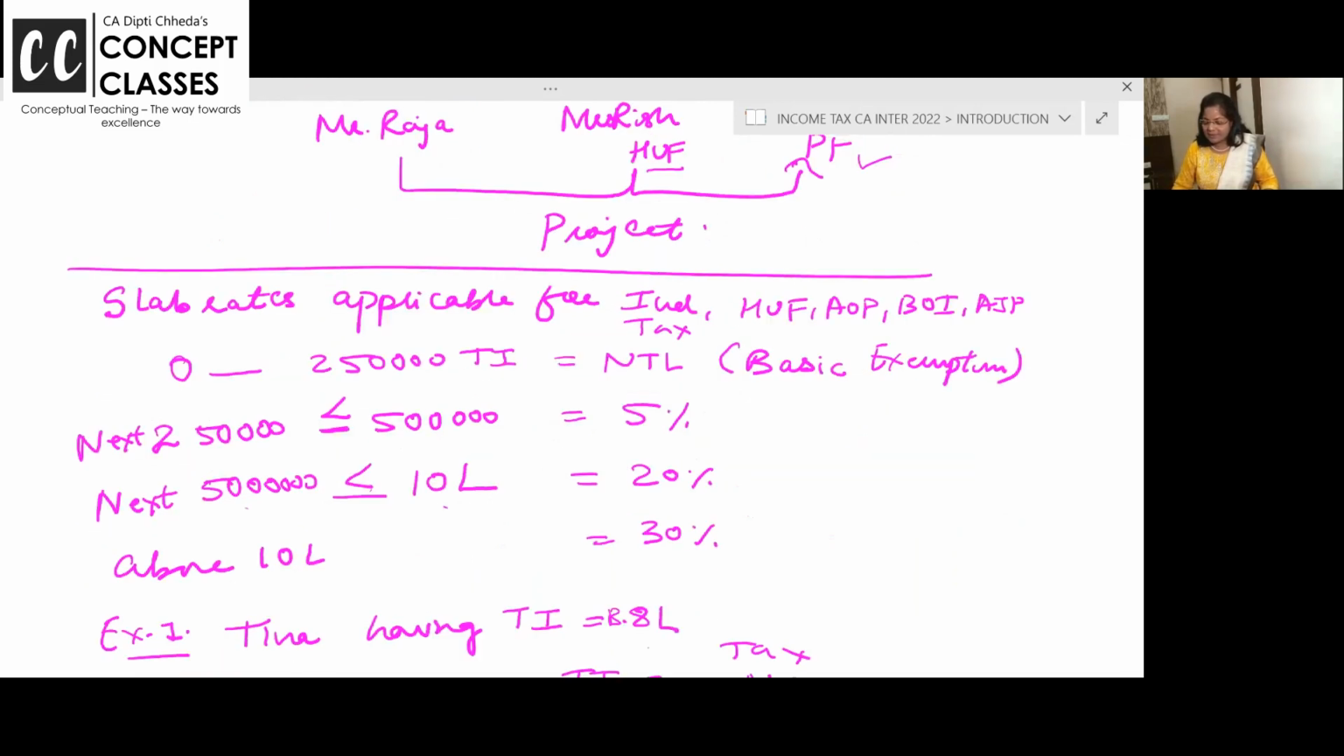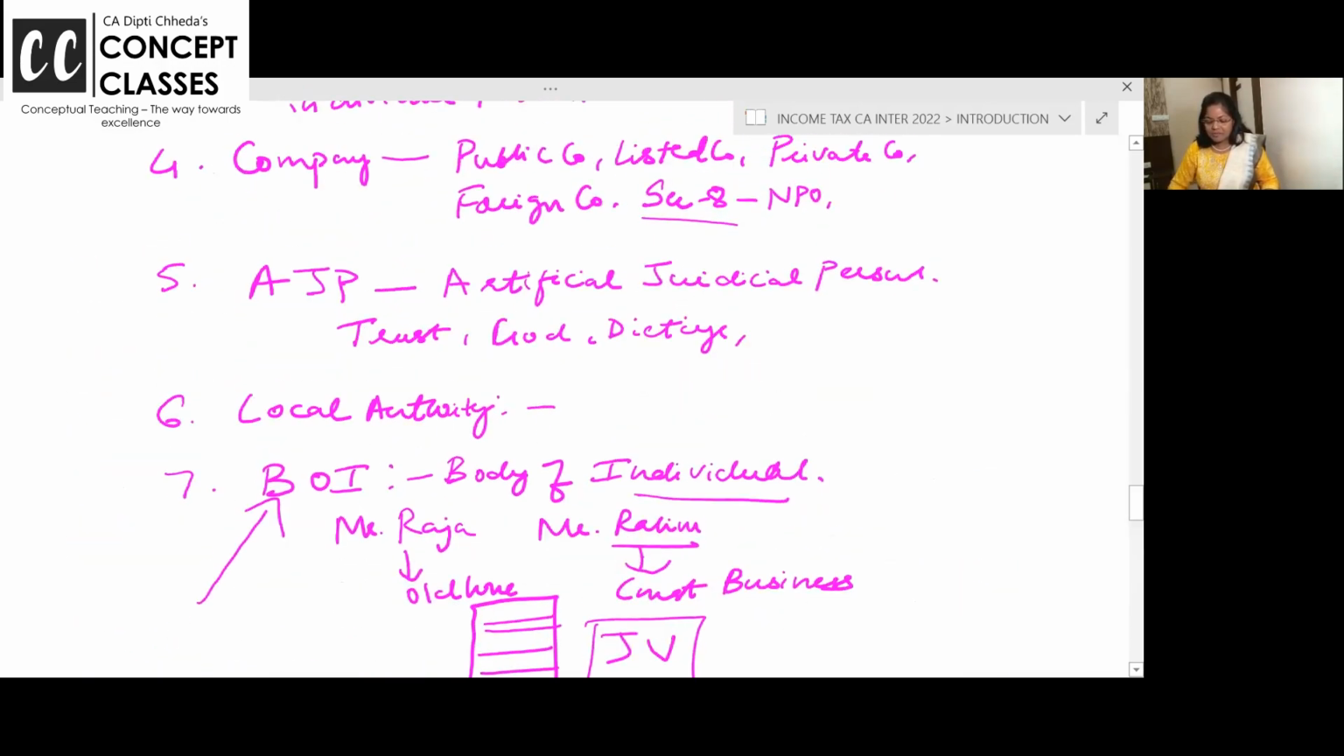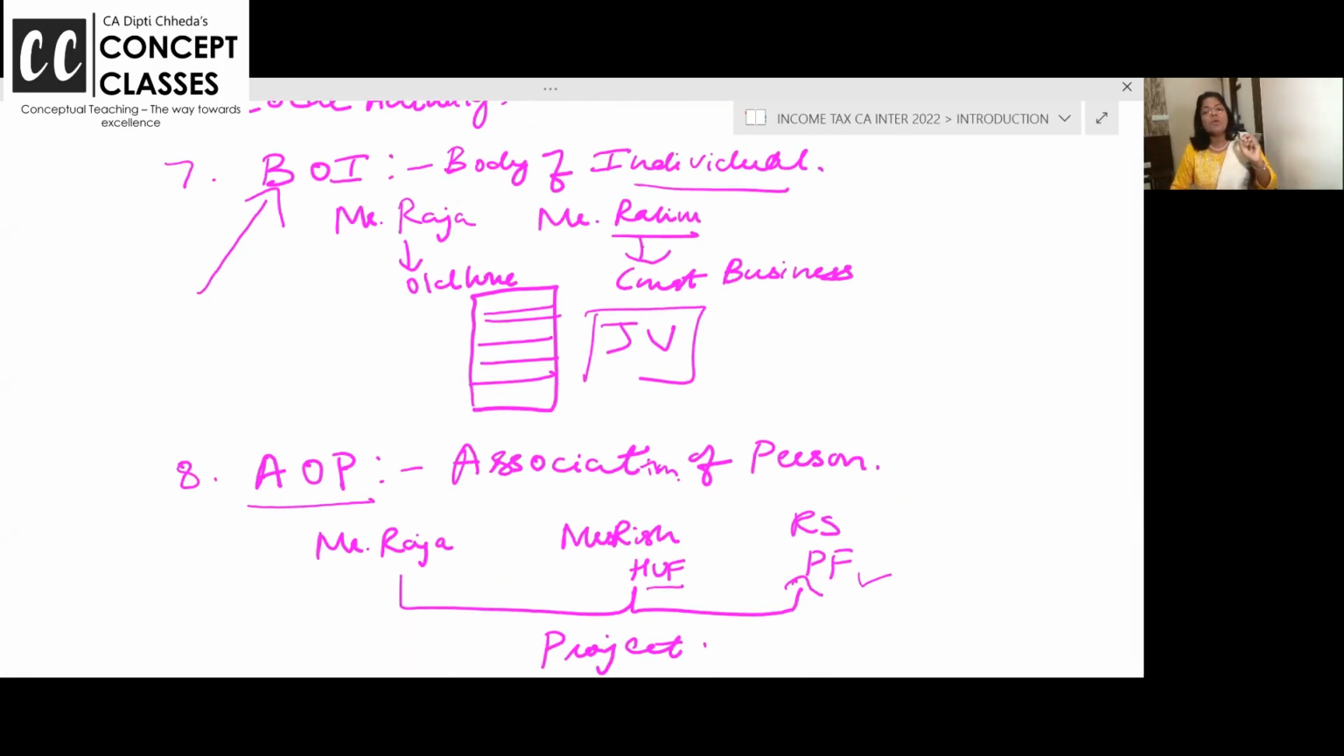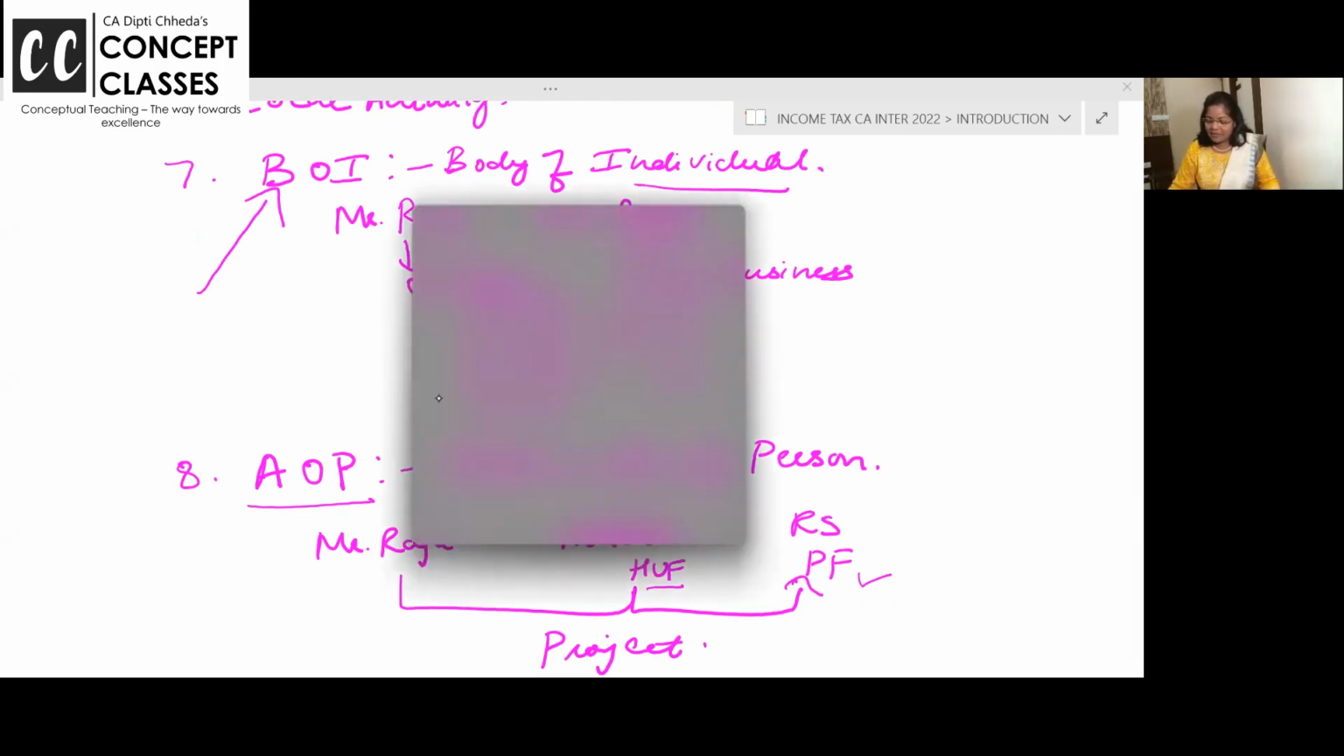And then we have these slab rates. We have done types of person. Everyone in the class is clear with the difference between BOI and AOP, distinguish between? I read the theory question also yesterday. Body of individuals, where only a group of individuals can come together. Association of persons means one could be HUF, one could be an individual, and one could be a partnership firm, and they are coming together for a project.